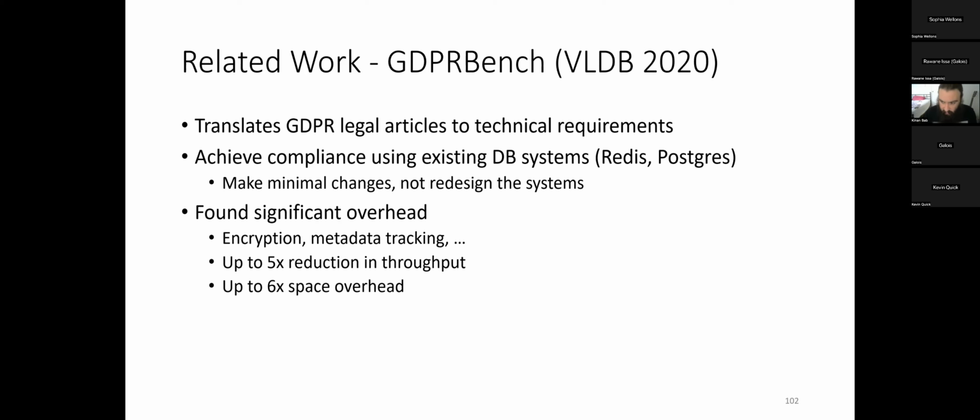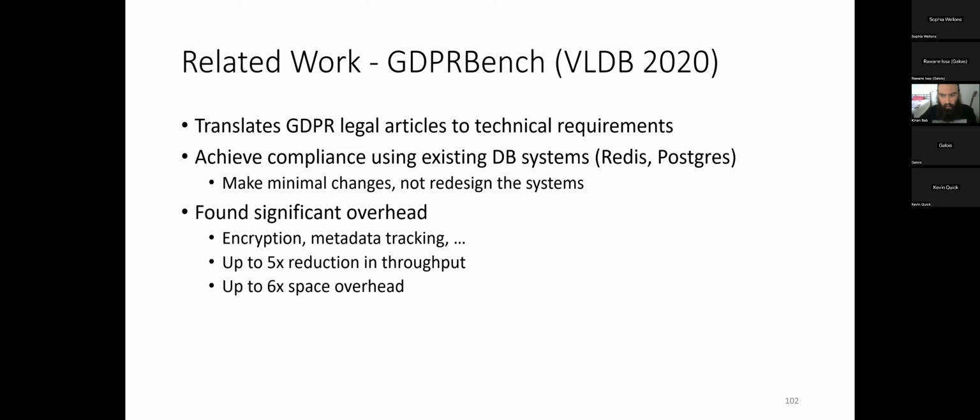And given this philosophy and given their particular interpretation of the law, the GDPR Bench found that compliance causes very significant overheads, mainly due to encryption at rest, but also because of the added metadata tracking that they needed in order to attribute data to its owners. In the worst case loads in their work, these overheads exceed 5x reduction in throughput and about 6x space overhead. So these are quite high overheads.